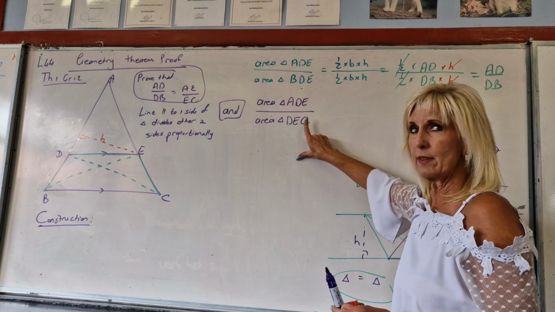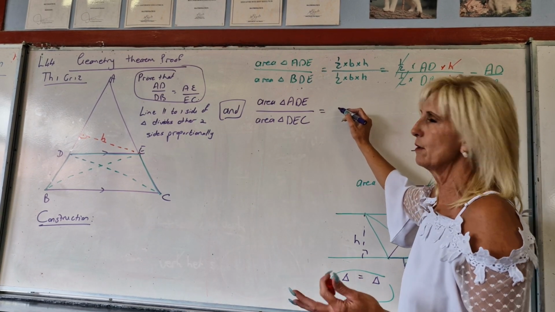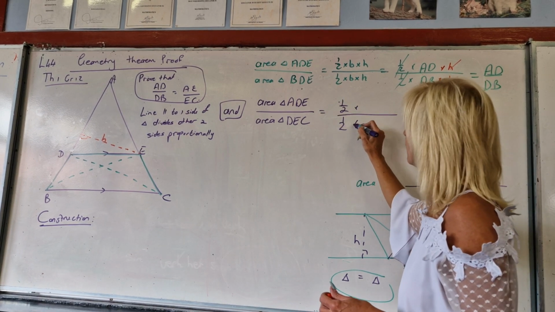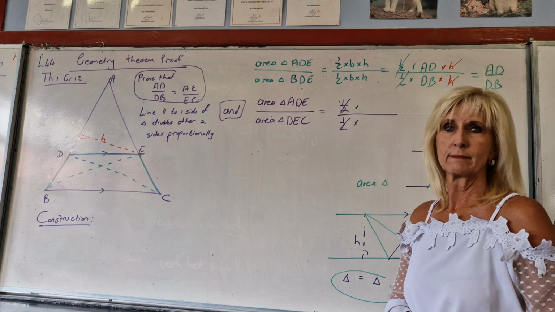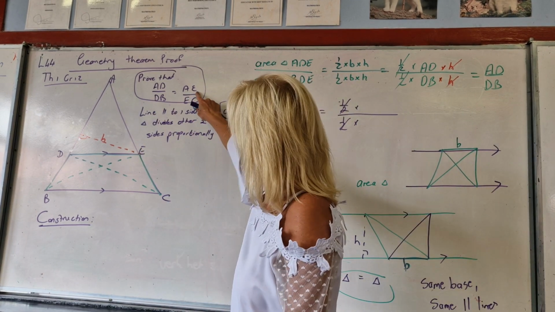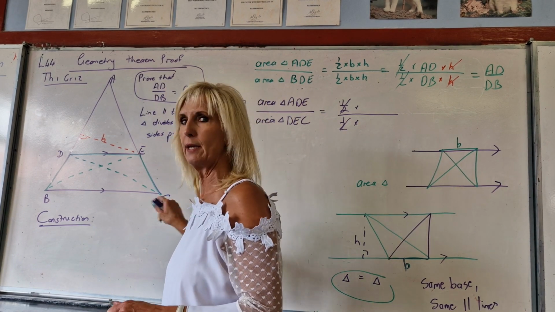So for this area, on top of each other, I'm going to need, again, half base times height. Now I know that already. Are you with me? So it's going to be half, which is going to fall away again. The base for that top one now is going to be AE, and this one's going to be EC.